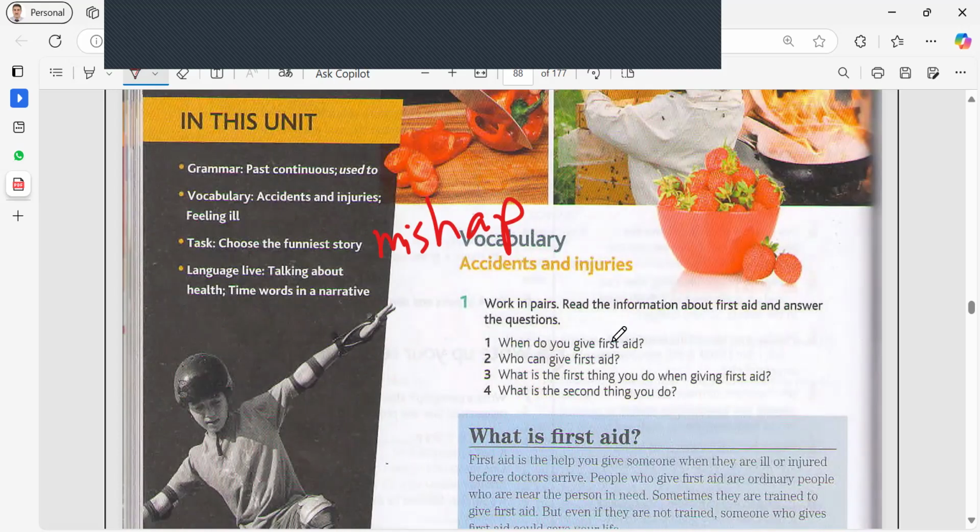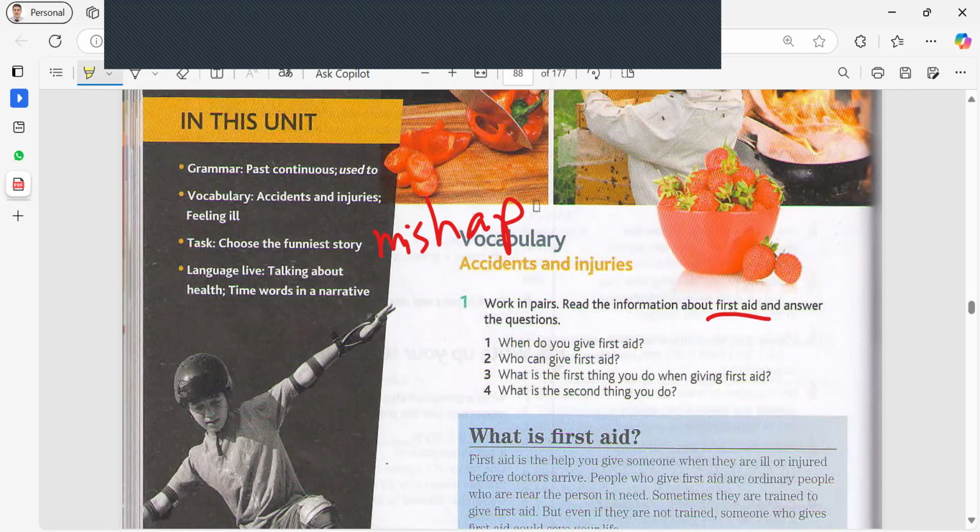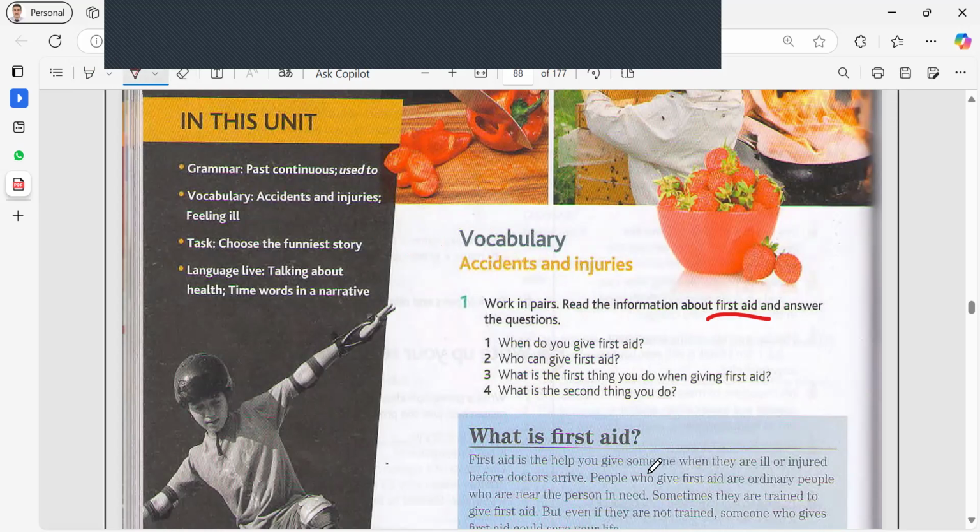Right? So when do you get first aid? Have you heard about first aid? Have you got a first aid kit in your house or in your school? What's first aid? Yes, first aid. Okay, so before seeing a doctor or going to the hospital, you should have first aid, right?